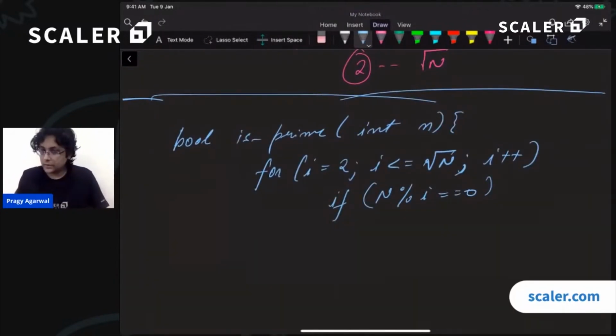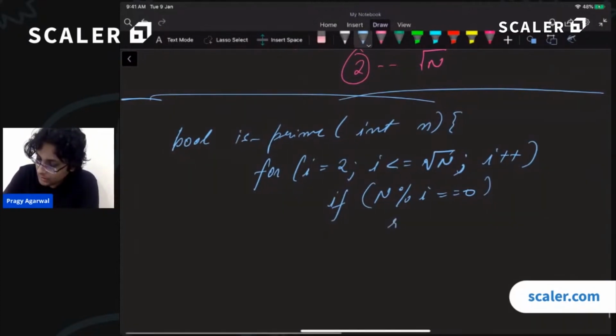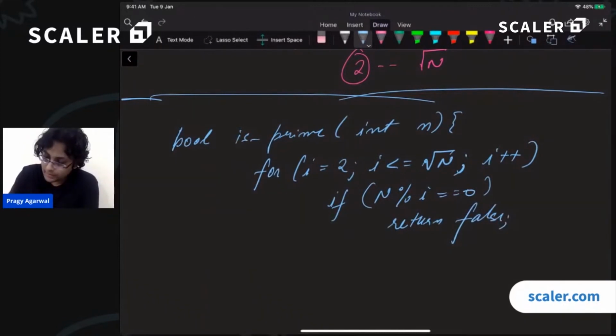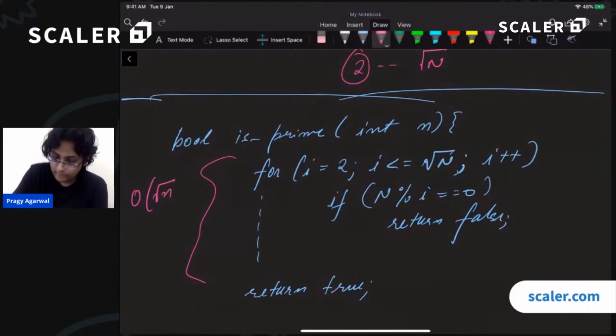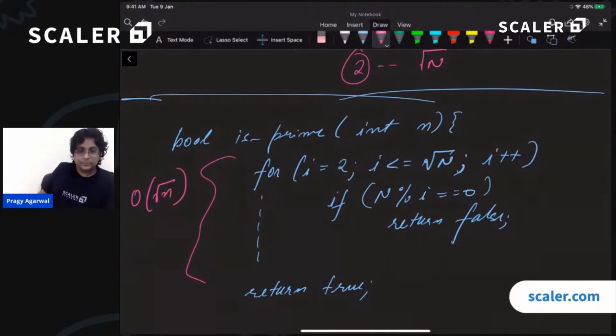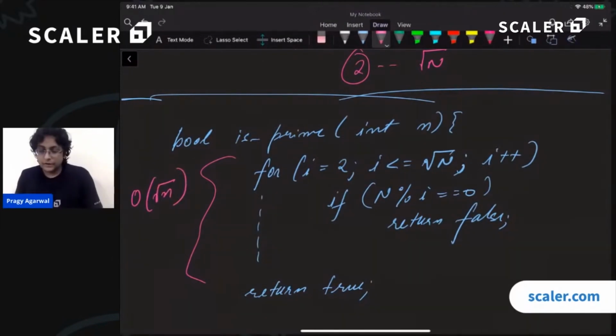If you found a factor between 2 and square root of n, it cannot be prime. So we'll just return false over here. And after this loop is done, we will return true, because if we did not find any factors except for 1 and n, then the number must be prime. Is this clear? And the time complexity of this code is order of square root of n. Perfect. So we know that we can check if a number is prime in order of square root of n time.